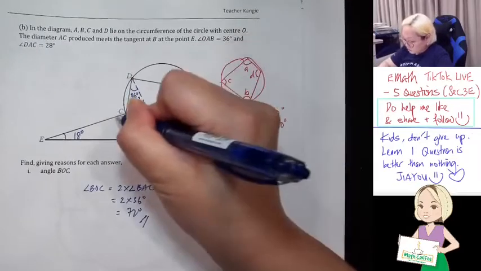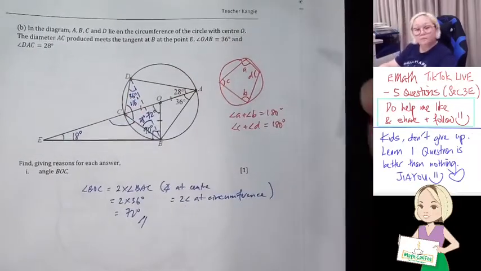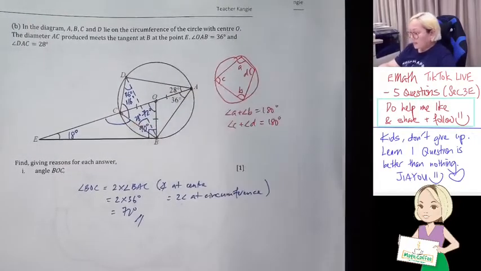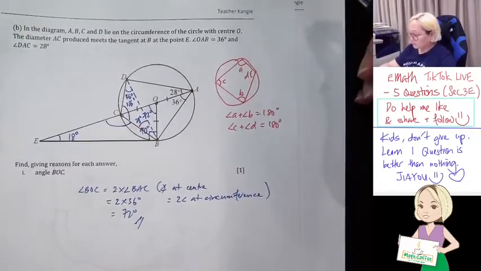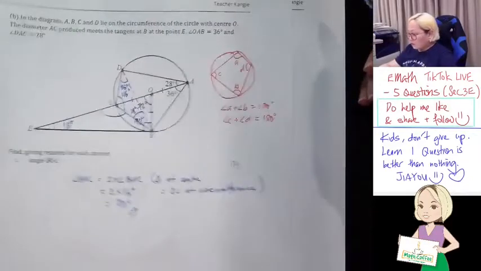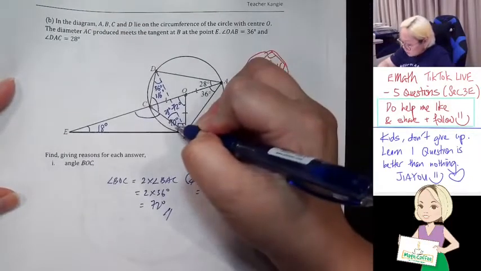ECB, where my E? ECB. You see, you need to find this angle over here. Okay, so how am I going to find this angle? Now, I have to find this small angle over here.